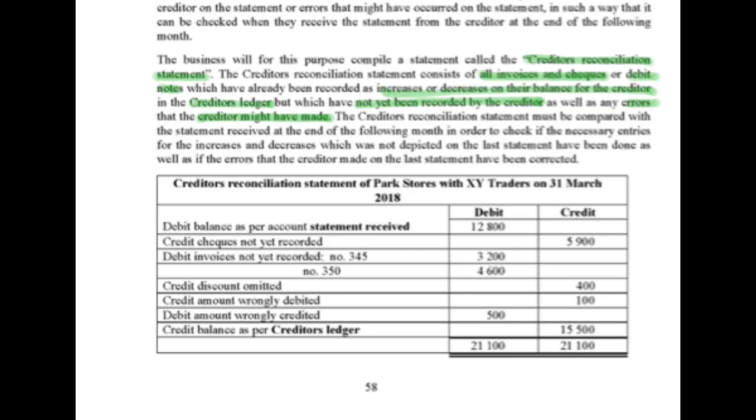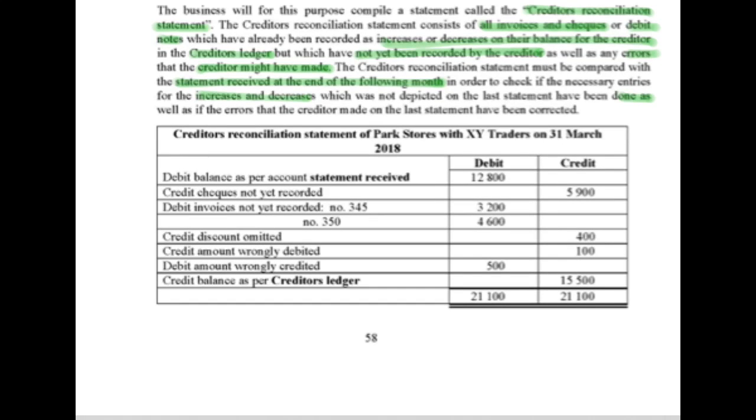So the creditor's reconciliation statement must be compared with the statement received at the end of the following month in order to check if the necessary entries for the increases or decreases which had not been depicted on the last statement have been done on the new statement. So we will check in the following creditor statement whether the reconciliation done in the previous month was actually updated or not. So we are going to have to wait a whole month before we can actually see whether these corrections were made by the relevant creditor.